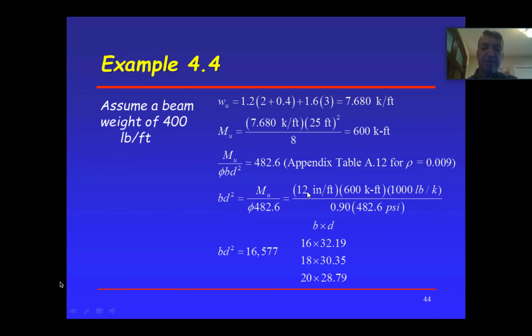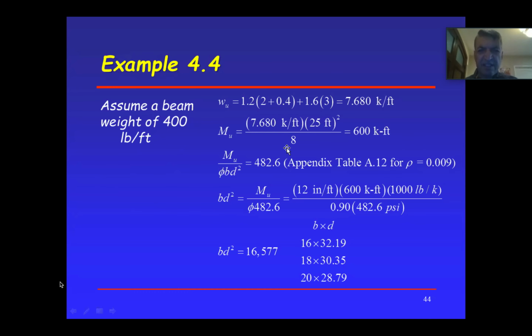Let's do that. I'll do it one more time and then we won't do it again. So let's go back to that table and see. Somebody write this number down, please. So 482 point... no, it's 0.009. Then we'll read that.